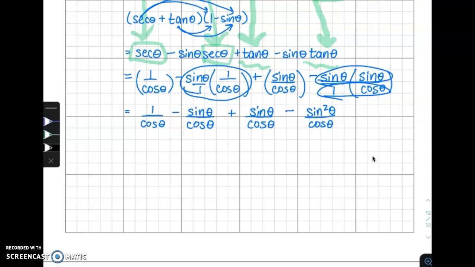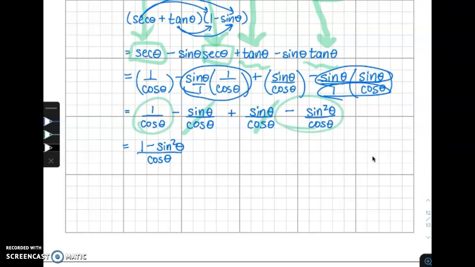Now, I've got 4 fractions that I'm adding and subtracting. They have common denominators, which is good. Sometimes you have to get common denominators, but here they already have them. So that means I can add all these fractions together. So my next step is to add fractions. And when I look, these match. Sine over cosine and negative sine over cosine are opposites of each other, so those fractions cancel. So if I subtract the numerators, I get 1 minus sine squared. And when you add and subtract fractions, the denominators stay the same. This is where I am now.